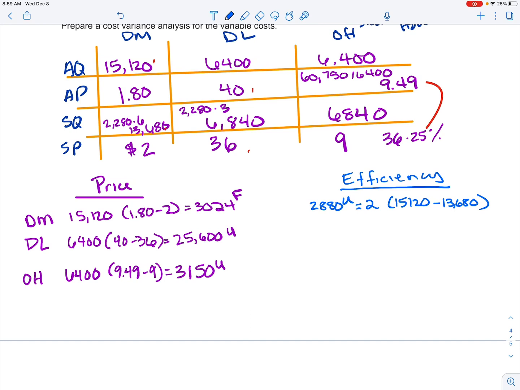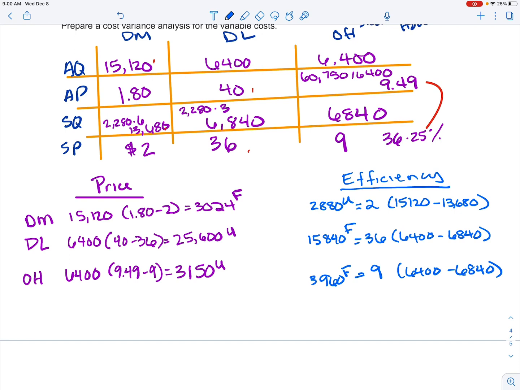For direct labor, again, I'm going to take that standard and compare those hours, which gives me a total of 15,840. This is favorable because I'm looking at those hours. I use less than I should have. And finally, the overhead, where I'm going to take that $9 and compare those hours again, which gives me a 3960 favorable variance.